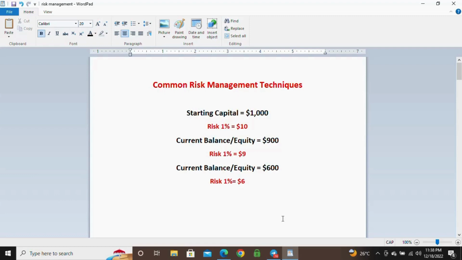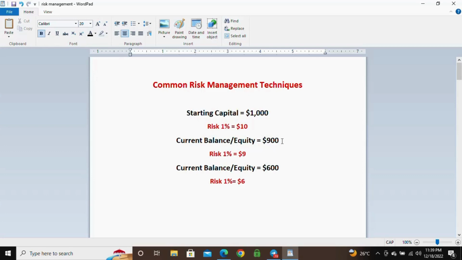which is in percentage. This is the common risk management technique. Let's assume you are starting with $1,000 capital and you want to risk 1% per trade, which is $10 of $1,000. Now, let's say for that week or for that month you have a losing streak and you lose that 1%. That means if you are trading 10 positions, that is 10 times $10, you'll be losing $100.